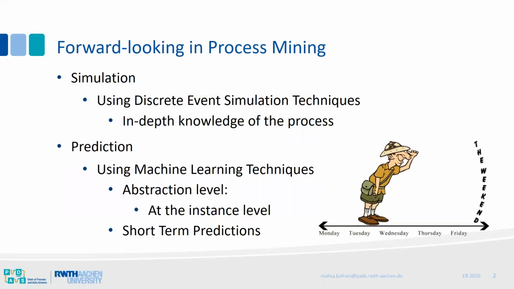First are simulation models, where people mostly use discrete event simulation in process mining. And the second direction is prediction, where mainly machine learning techniques are used, and most of the time it's at the instance level. For example, for a single customer, to see what's happening in the next step of the process.